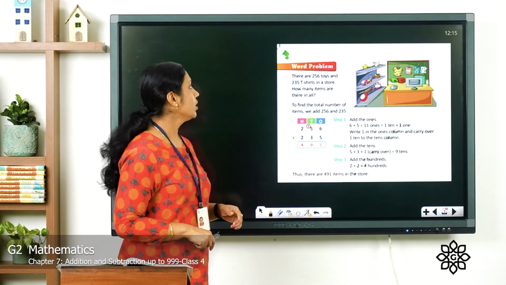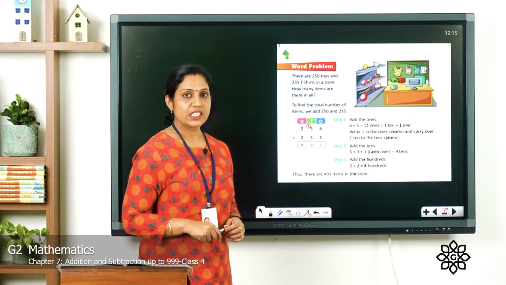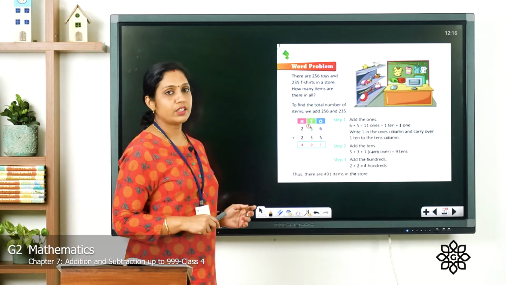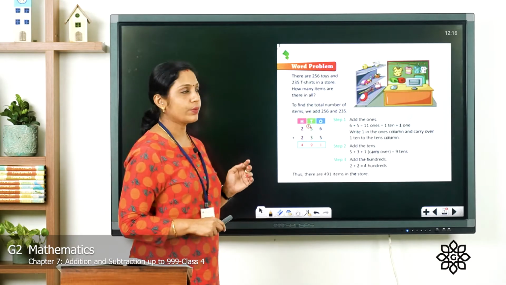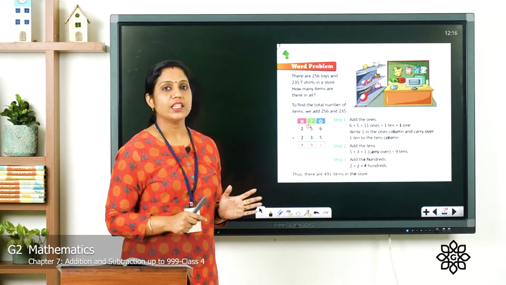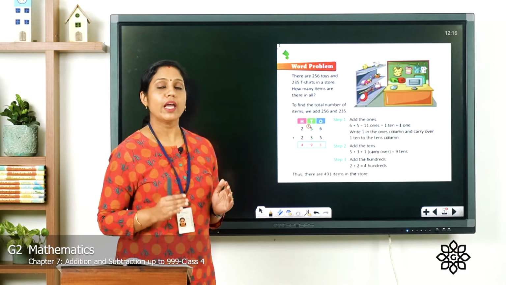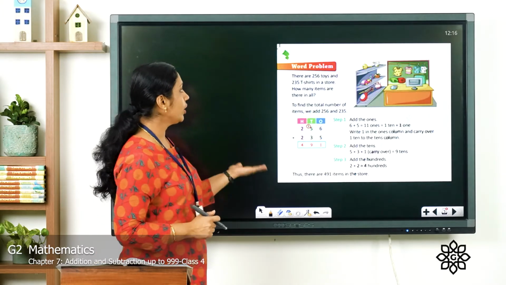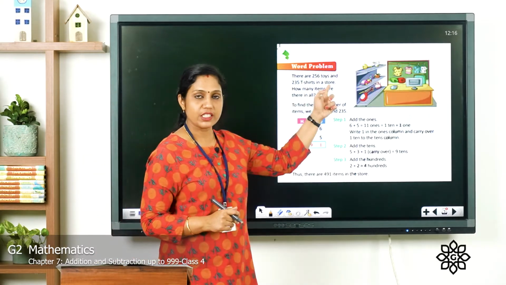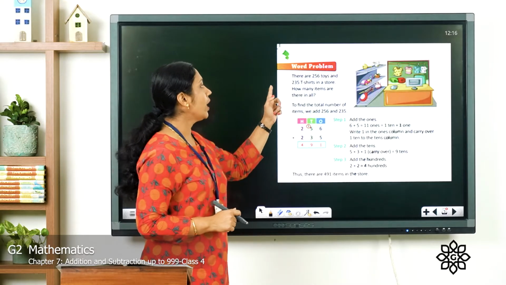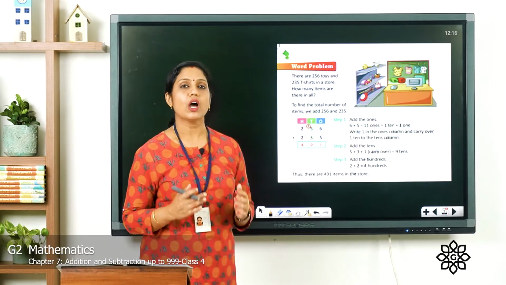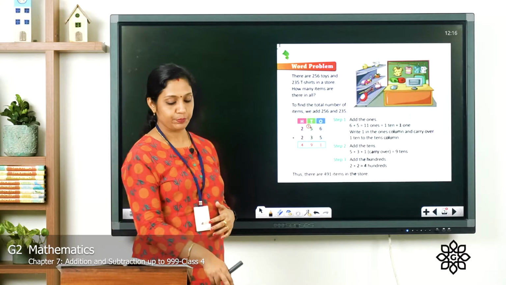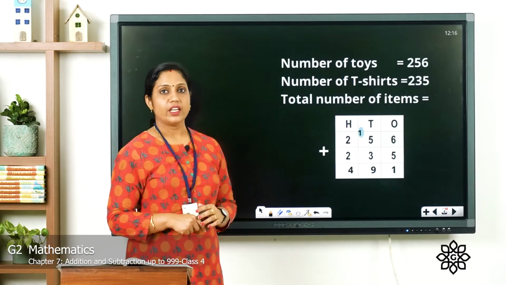Let's read it out. There are 256 toys and 235 t-shirts in a store. How many items are there in all? So this is the problem and we have to find out how many items are there in all. So here you can see that there are 256 toys and 235 t-shirts. So how can we form steps for this question? You can write it down.